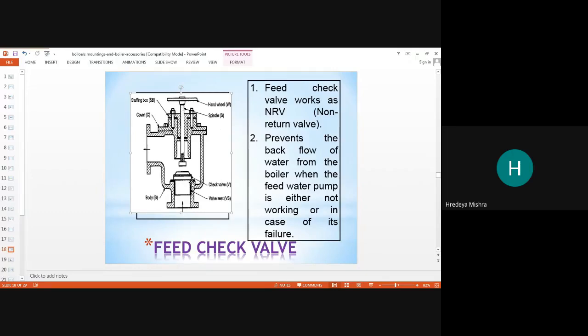Okay, so you can see what happened here. This is the handle. Here is the spindle to move low and up. Now this is the check valve, and the valve seat is here, and this is the body. Water enters from this side.